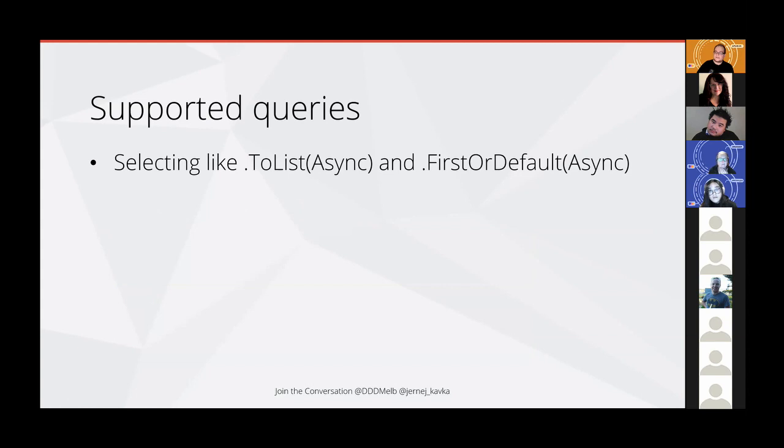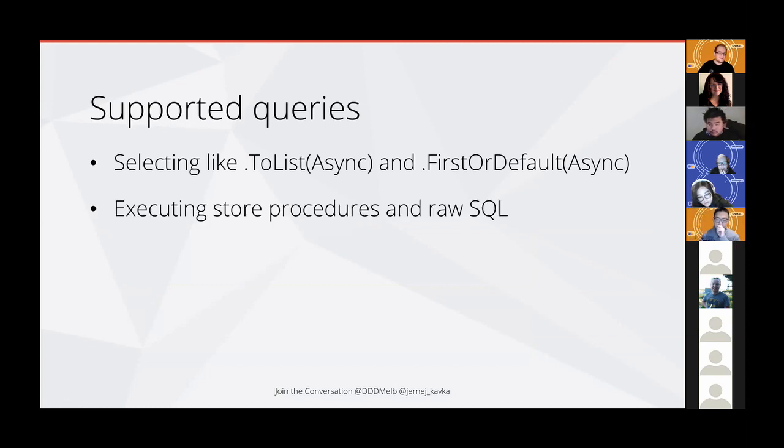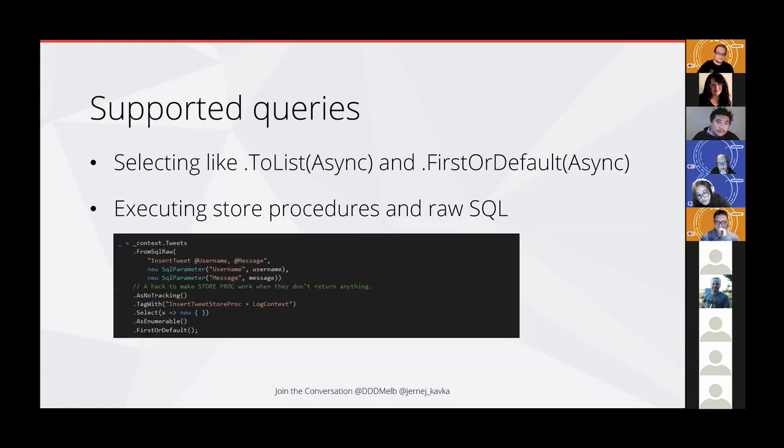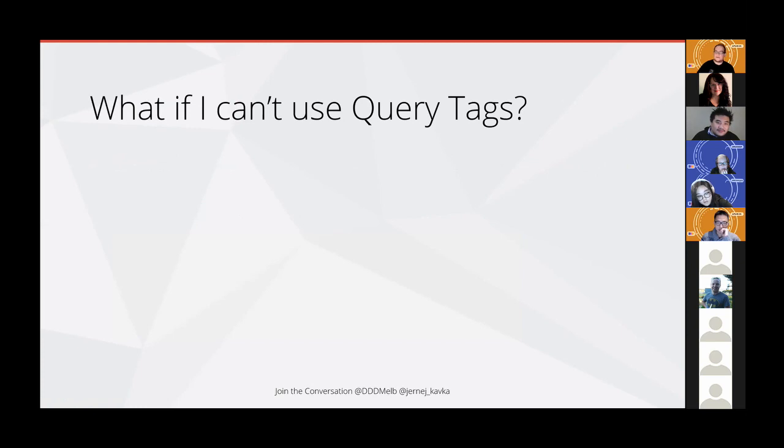Now, the supported queries in EF Core are generally toList, FirstOrDefault, AsEnumerable, the simple ones. It doesn't support insert, updates, and a couple of others. It also supports executing stored procedures and raw SQL. So for instance, over here you can see an example of a stored procedure, and you can tag it with query tags.